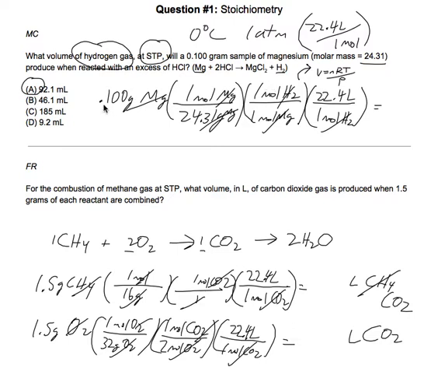So we convert the grams of magnesium to moles of magnesium, the moles of magnesium to moles of hydrogen gas, and we have two options. We can put it right into PV equals nRT using 0 degrees Celsius and 1 atmosphere, or we could use this relationship. For every 1 mole, there's 22.4 liters. Doing that gives us 92.1 milliliters once we multiply our answer by 1,000.